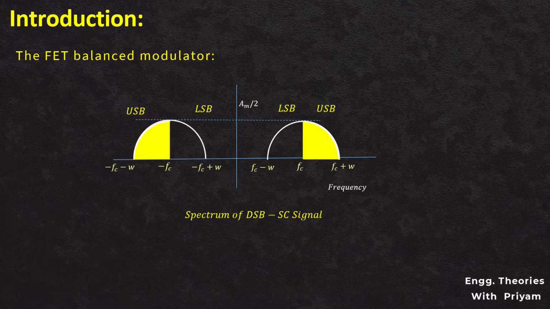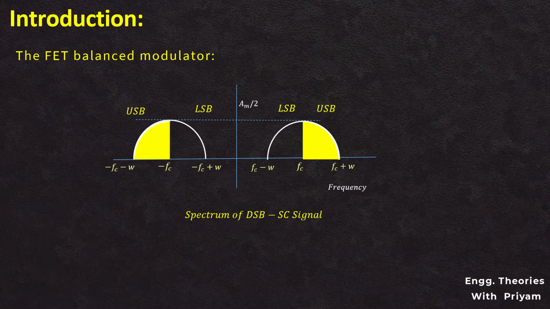In this lecture of analog communication, we will understand the generation of DSB-SC modulated signal with the help of FET balanced modulator. DSB-SC modulated signal or double sideband suppressed carrier signal contains upper sideband signal and lower sideband signal. Here the carrier signal is suppressed and it is not transferred during the transmission of the modulated signal in order to save power and increase the efficiency compared to amplitude modulation.